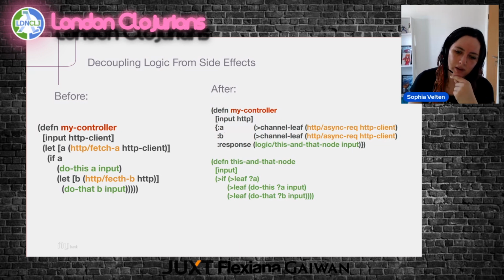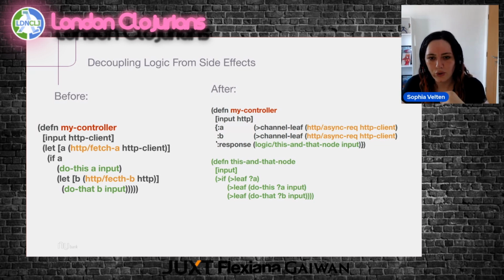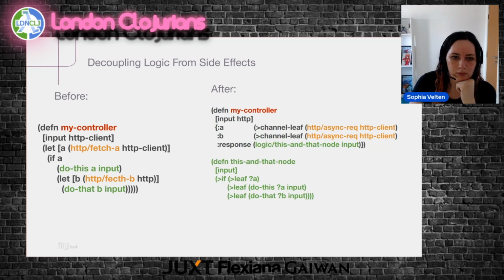So I know this is a toy example, but this is just a way to visualize how it's possible to arrange the same function that we had in a way that is more decoupled.